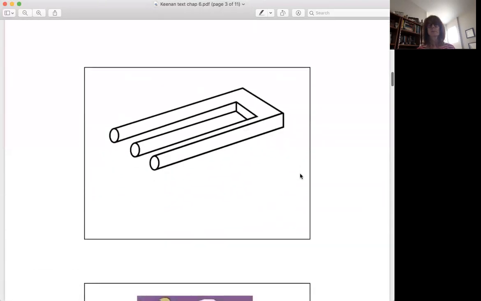Here's another one. Again, stop and take a moment to look. Our senses are taking in visual information, right? Translating that into our brain. Do you see a three-pronged object? Or are you being deceived?